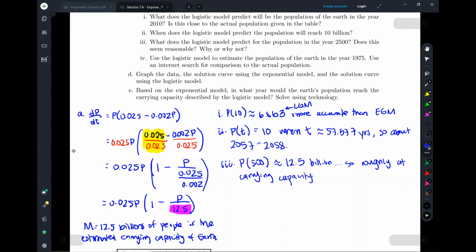And that sounds pretty accurate. This does seem reasonable.